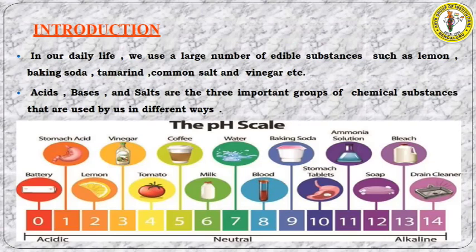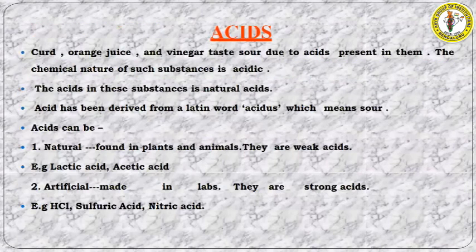So this is a brief introduction to this chapter. We are going to start with acids. What are acids? Acids are the substances which are sour in taste. For example, it may be curd, orange juice, vinegar, lemon, onion. These are some of the substances which contain natural acids, also called weak acids. We will understand further. Curd, orange juice and vinegar taste sour due to acids present in them.